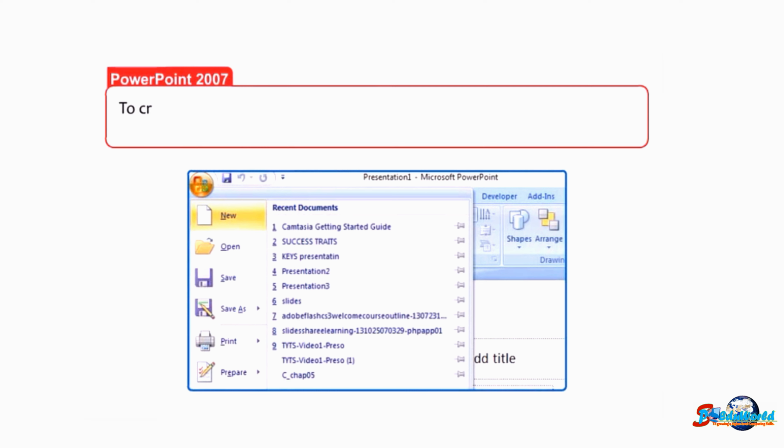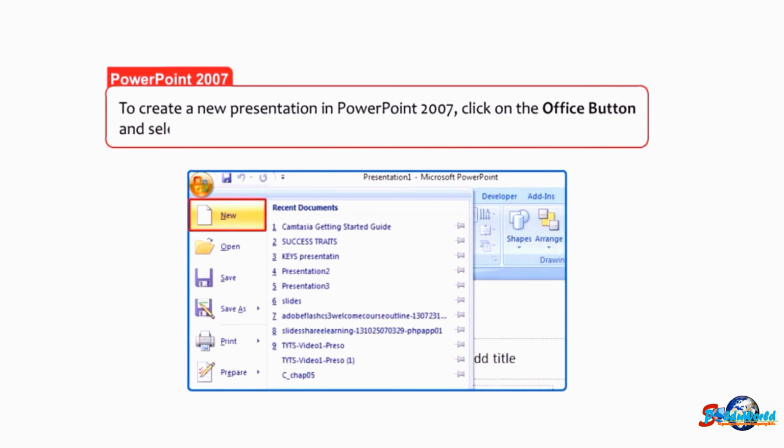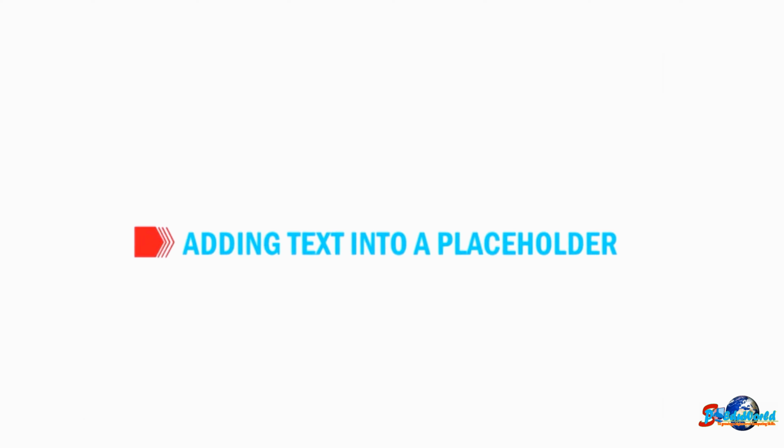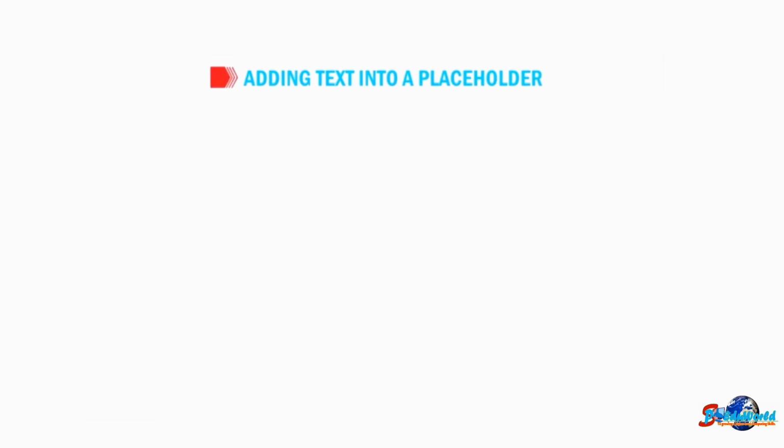Students, note that to create a new presentation in PowerPoint 2007, click on the Office button and select the New option. Let us understand how to add text into a placeholder. To add text inside the placeholder, follow these steps.